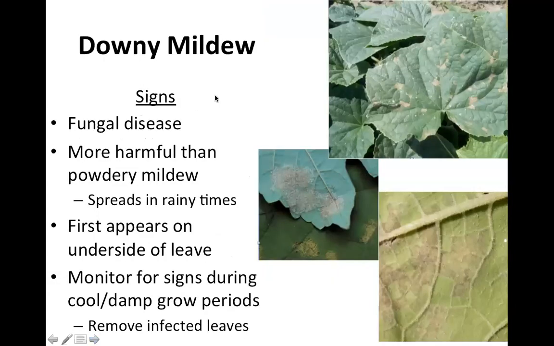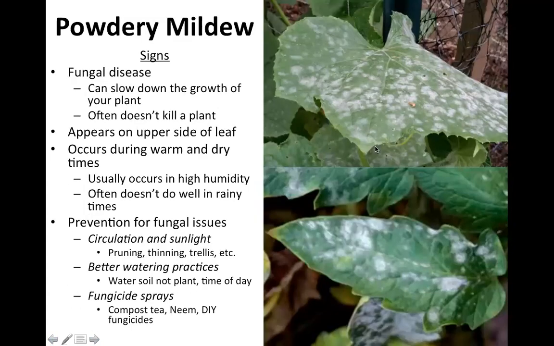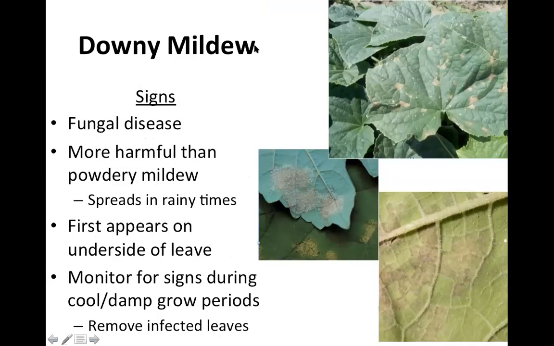But downy mildew could be much more harmful. Powdery mildew you find on the top of the leaves and it's more whitish. Downy mildew you find usually on the bottom of the leaves, and it's more of a darker fungal growth, and it can really spread oftentimes when you get a lot of rain. That's when it can spread around your garden. So you definitely want to monitor.